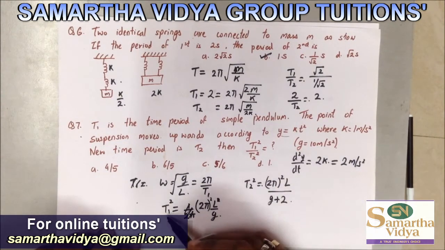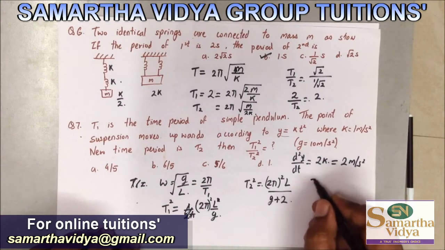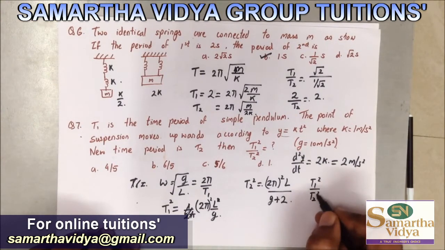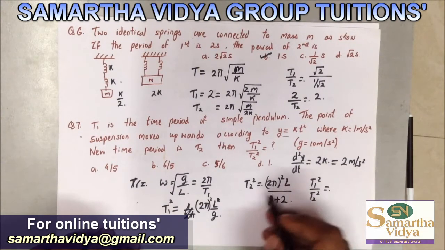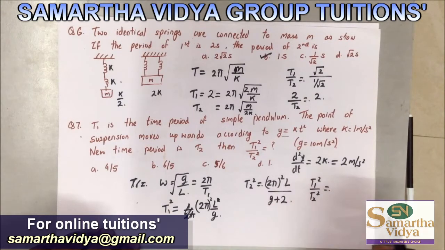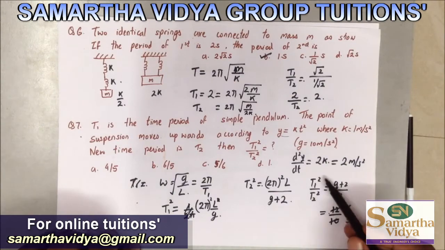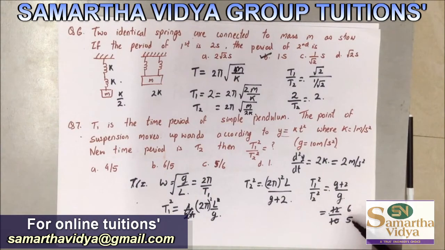So if I find this ratio, that is t1 by t2, so if I find t1 square upon t2 square, it is going to be equal to, you can see that the 2 pi square L gets cancelled out from both these terms, and I'll be getting the g in the denominator and g plus 2 in the numerator. So the g plus 2, where g is 10, becomes 12 divided by g, which is nothing but 10. So this becomes 6 by 5. So I'm getting t1 square upon t2 square as 6 by 5, which is nothing but your option.